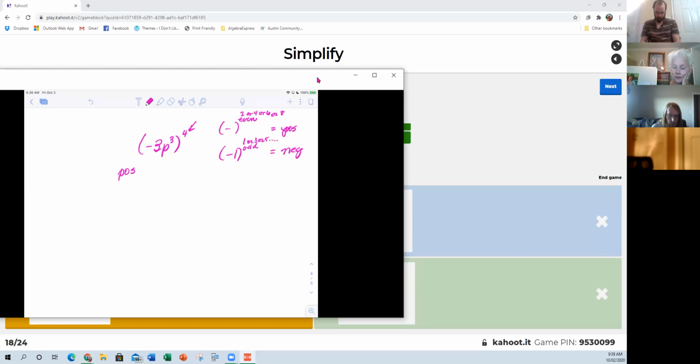And then 3 to the 4th is going to be 3 times 3 times 3 times 3. And then you multiply these powers. So that's going to be 3 times 3 is 9, times 3 is 27, times 3 is 81, p to the 12th.